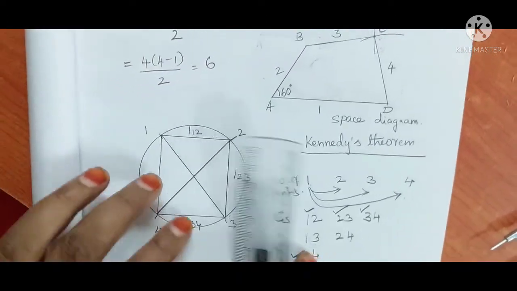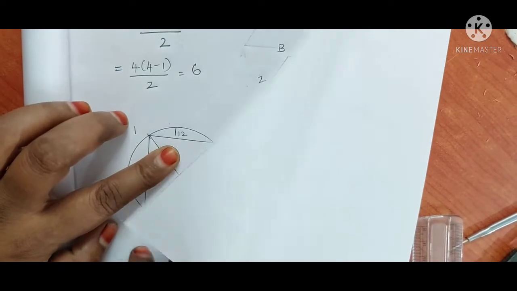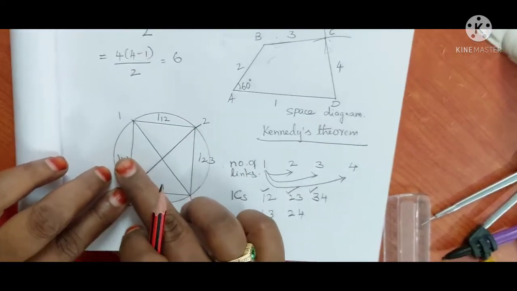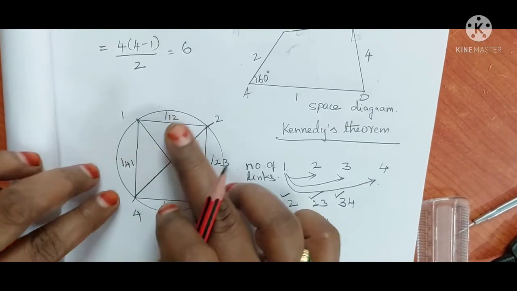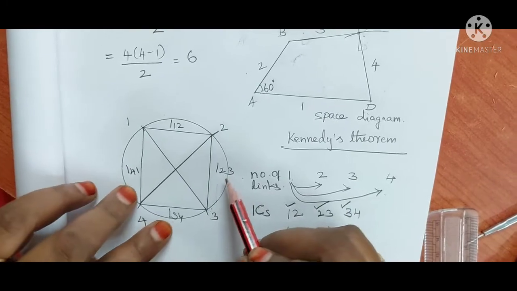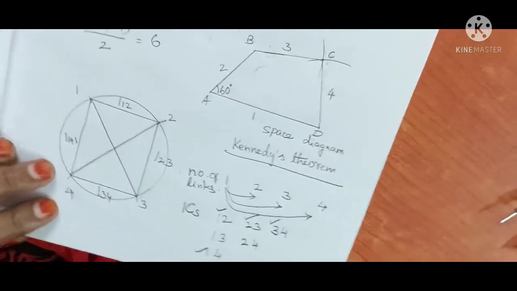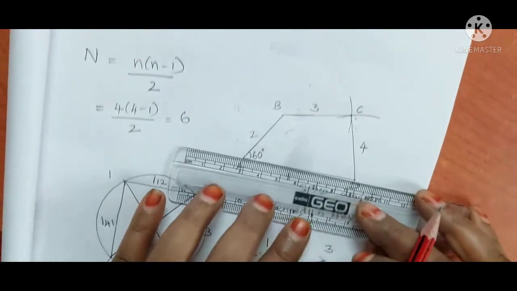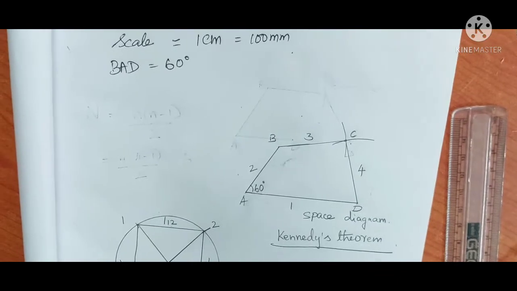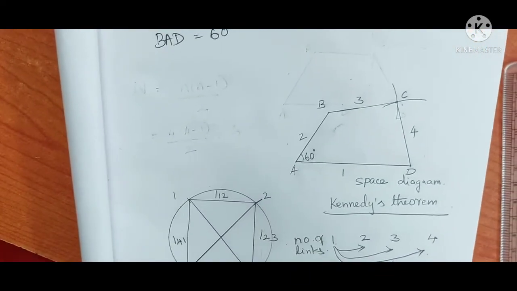Now we need to locate these 2 triangles. If you take these 2 triangles, how will you get 2, 4? By extending 1, 2 and 1, 4, you will get that 2, 4. The same way, here 2, 3 and 3, 4, you will get that 2, 4. So now in this space diagram, you need to extend these lines here, based on the circle and the table, to locate the instantaneous centers.